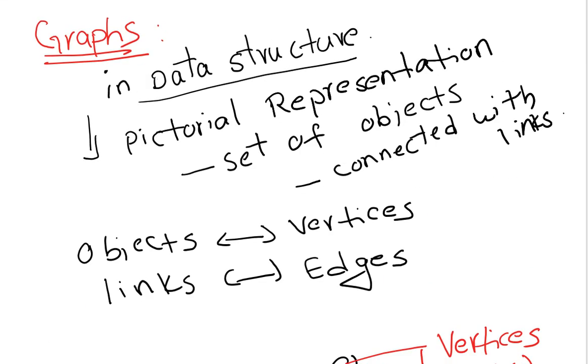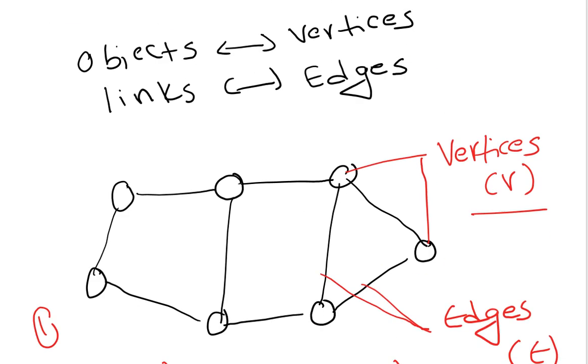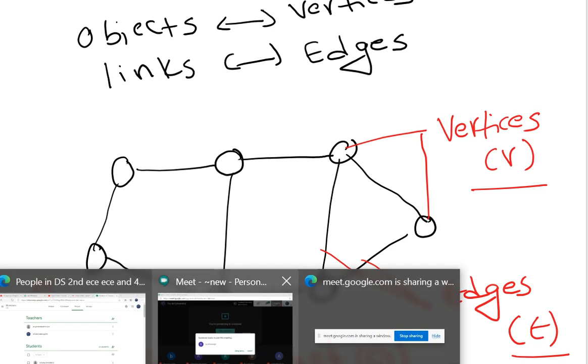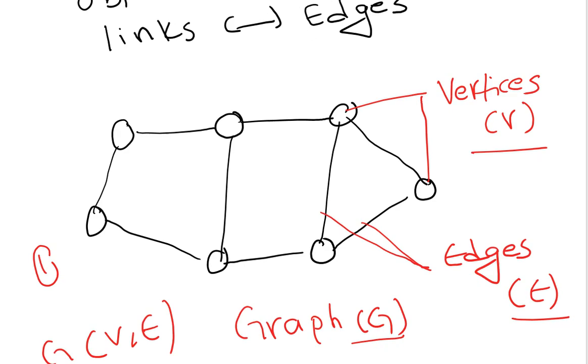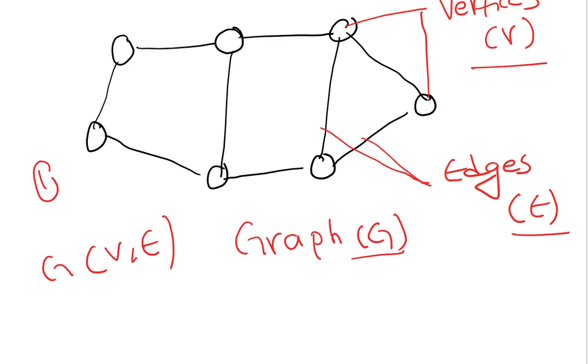Once again I am repeating. Graph is a data structure. It is a pictorial representation. It consists of a set of objects and the links. Objects are vertices and links are edges. If you represent the graph as G, edges as E and vertices as V, then graph G consists of vertices and edges.